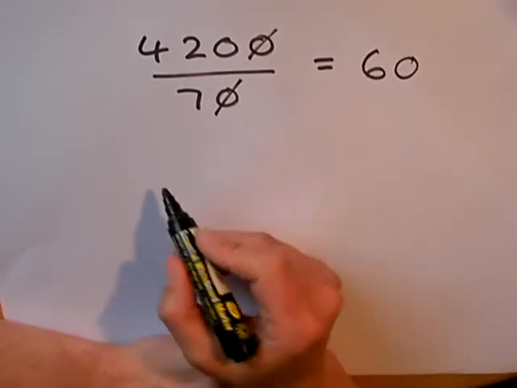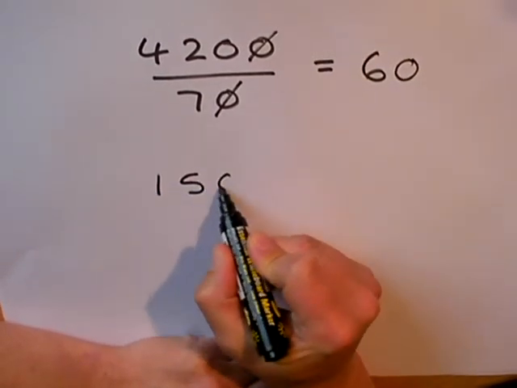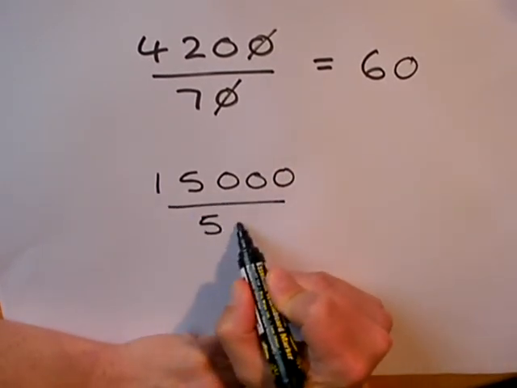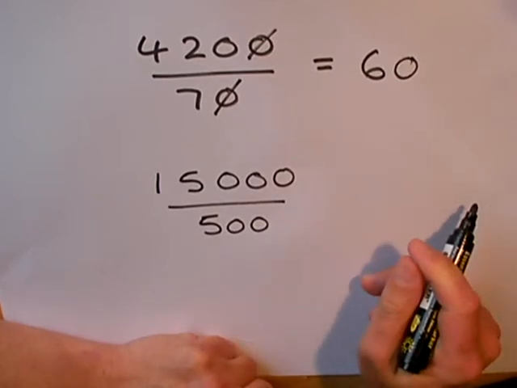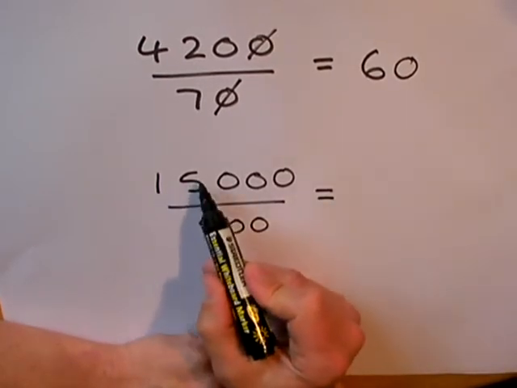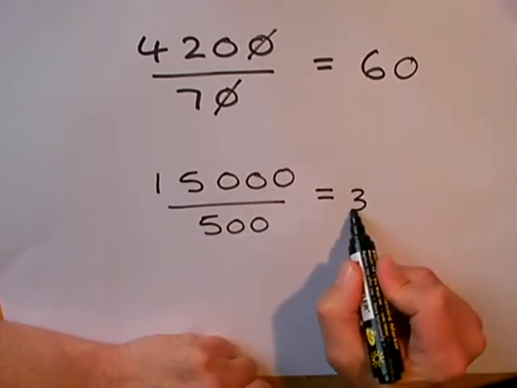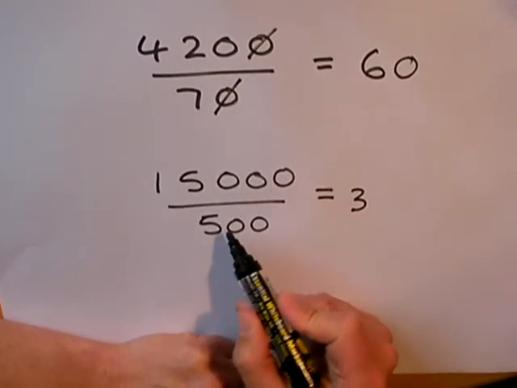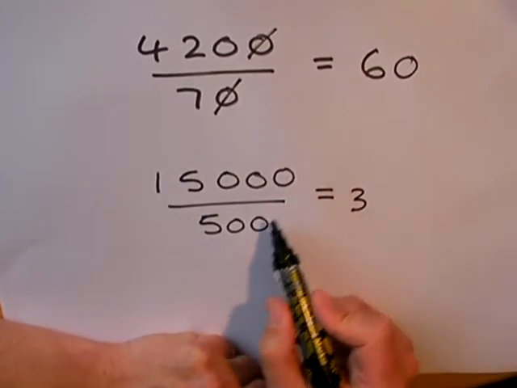Here's another example. 15,000 divided by 500. I can think of 15 divided by 5 as 3. I certainly don't want to put 5 zeros down because 3 zeros are at the top and 2 zeros at the bottom.